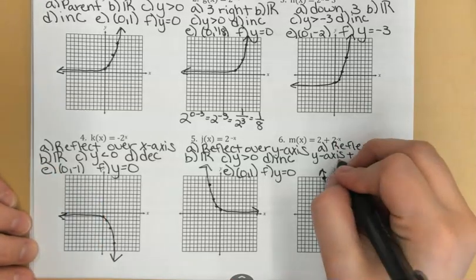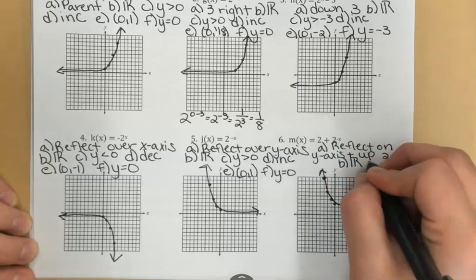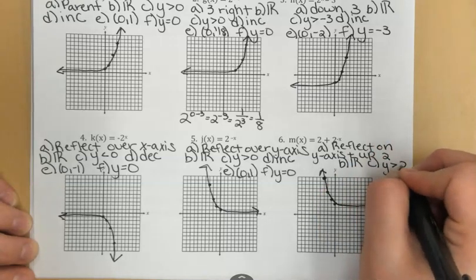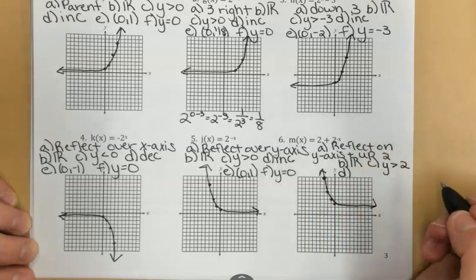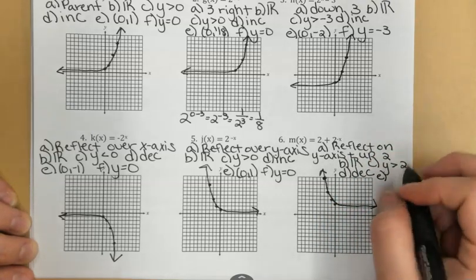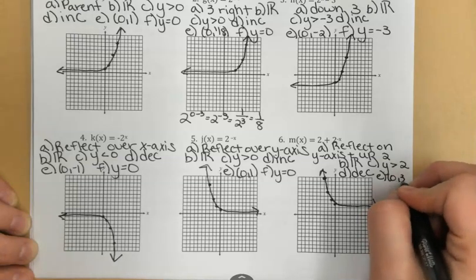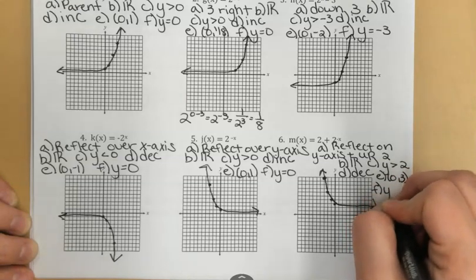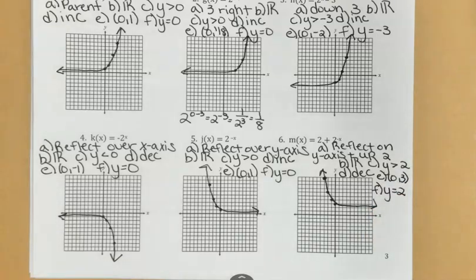Okay, so the domain here is still all real numbers. My range is that y is greater than 2. I have a decreasing graph. I have a y-intercept at 0, 3, and a horizontal asymptote at y equals 2.